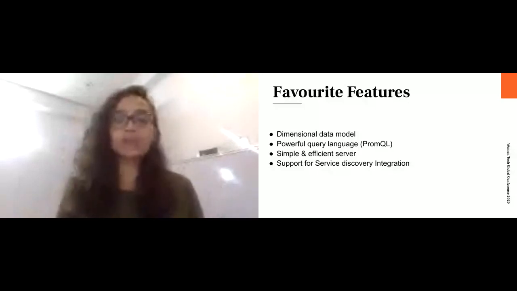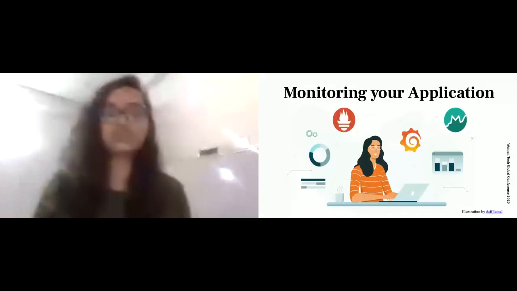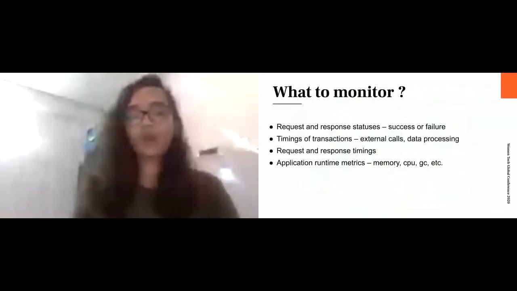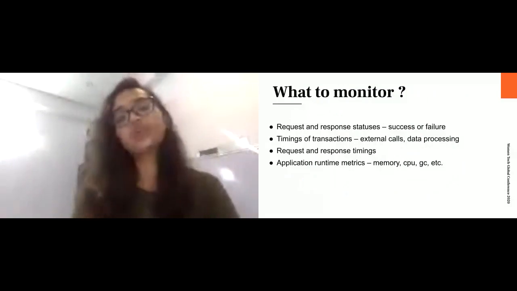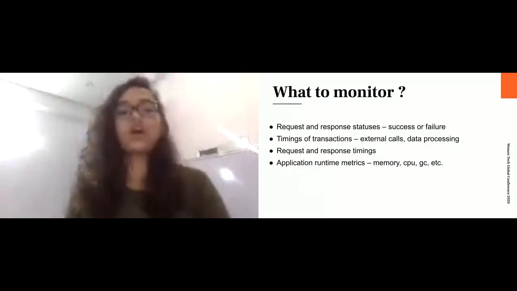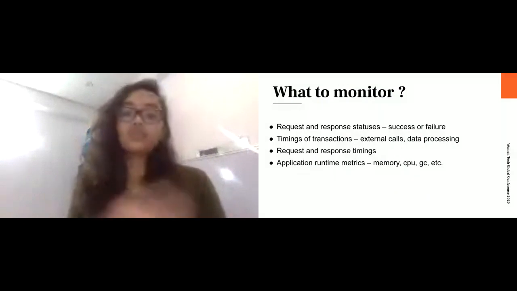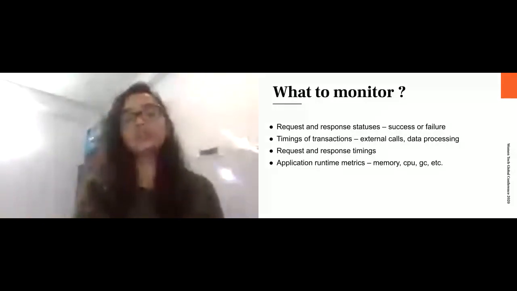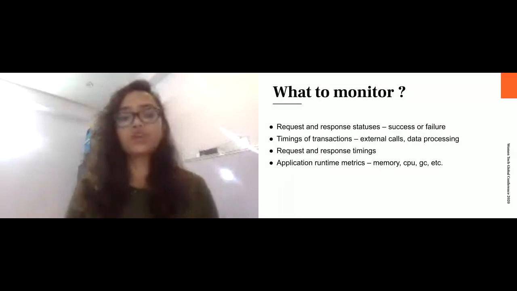Now, monitoring your application. This is the main thing which I wanted to cover in today's presentation. What to monitor? If you're talking about monitoring your application, what should you monitor? You're always afraid of things getting broken, right? So we need to monitor the request and response statuses. If we are talking about application level success or failure, we always want to keep track of the timing of transactions, request and response timings, and we always want application runtime metrics. We want to keep track of memory, CPU, GC, etc.